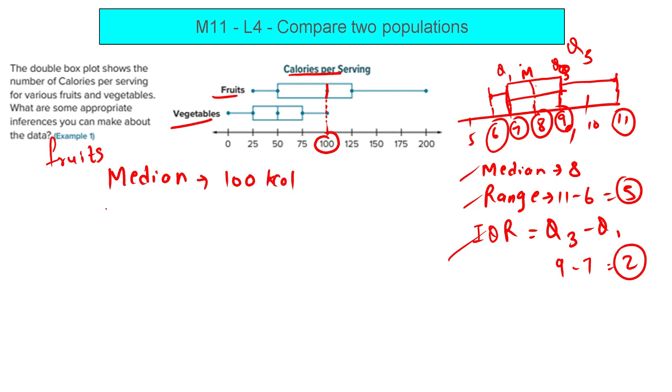Now, what is the IQR interquartile range for the fruits? Interquartile range, that is, check the box. Here 125 and here 50. So 125 minus 50, that is 75 calories. Okay, whatever. For the vegetables, do the same thing.